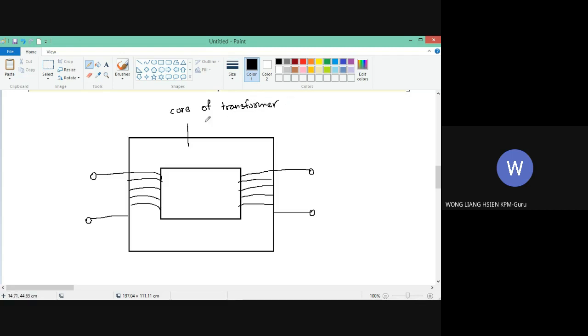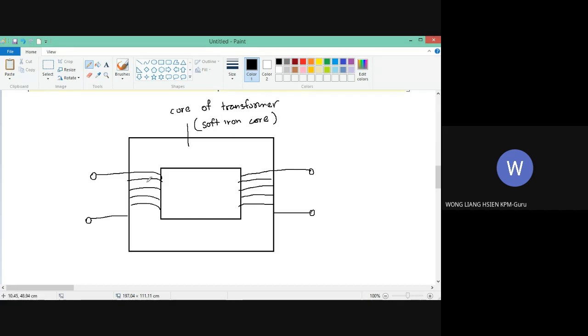Or we call it the transformer core. Usually the transformer core is made from soft iron, so that's why we call it the soft iron core. We call it the soft iron core because it's made from soft iron. Or if it's made from iron, then we just call it iron core.